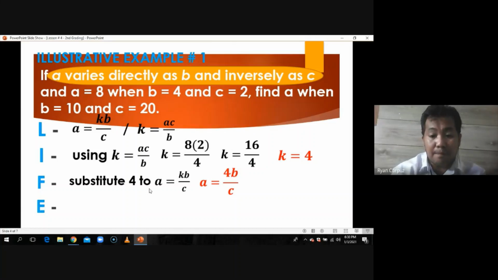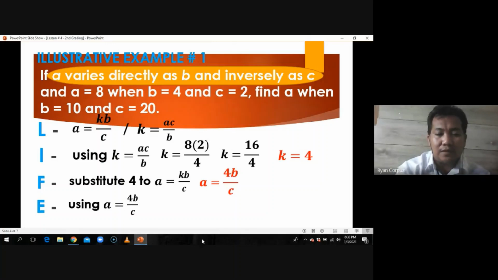And that new form equation in step number 3 is to be used in finding the unknown in the problem. So let's go back to the problem. It says here, we're going to find A when B is 10 and C is 20. So A is already isolated. So all we have to do is simply substitute those values there for us to find out the value of A, with the help also of the value of K.